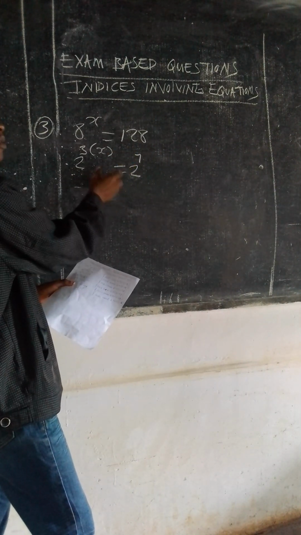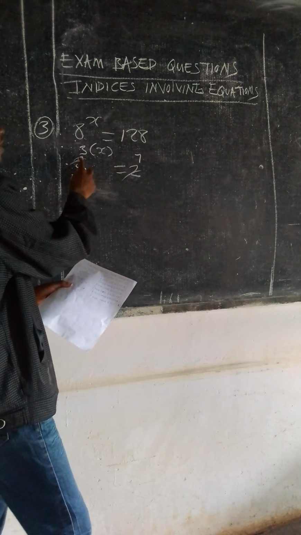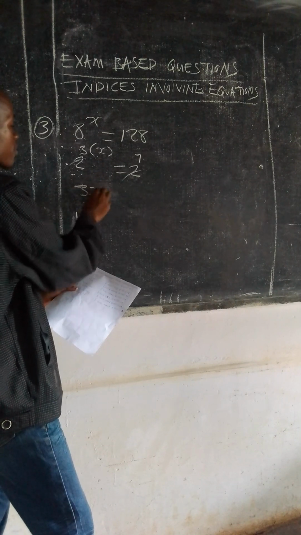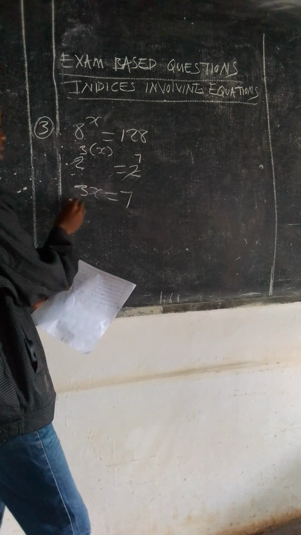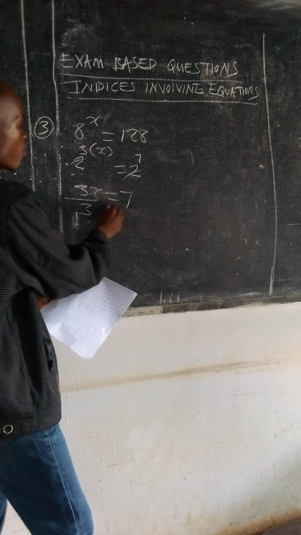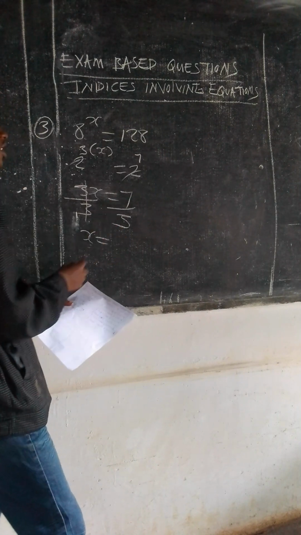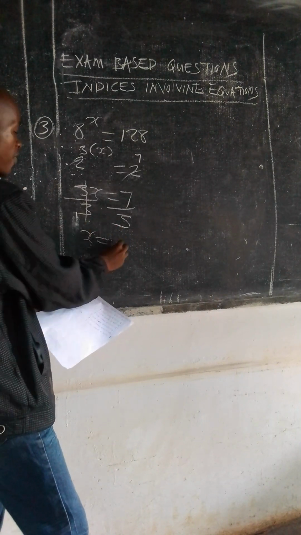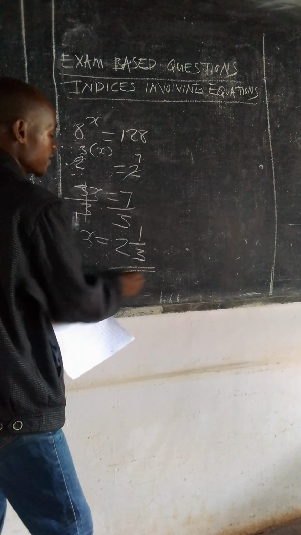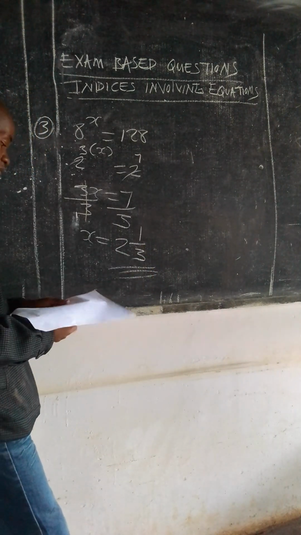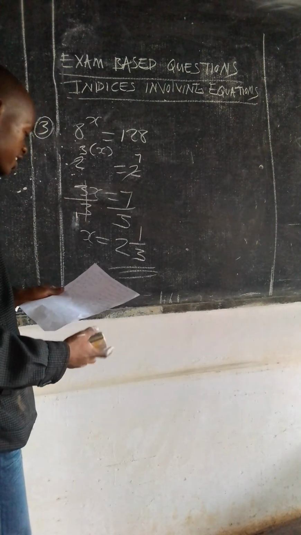Now the bases are same, the powers are equal, so we can simply cancel them. This 3 times x is 3x equals 7. Are we done? No. So we divide both sides by 3, over 3, over 3. Equals, what is 3 into 7? 3 into 7, that is 2, remainder 1 over 3. And this is it, our final answer for question 3. So I hope you are following, ladies and gentlemen.